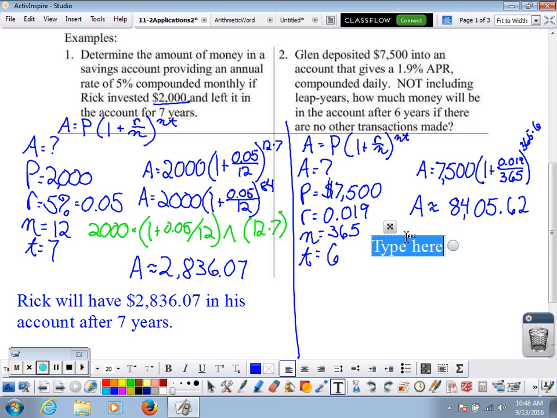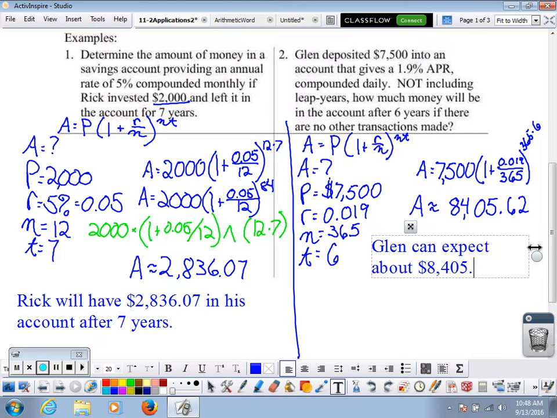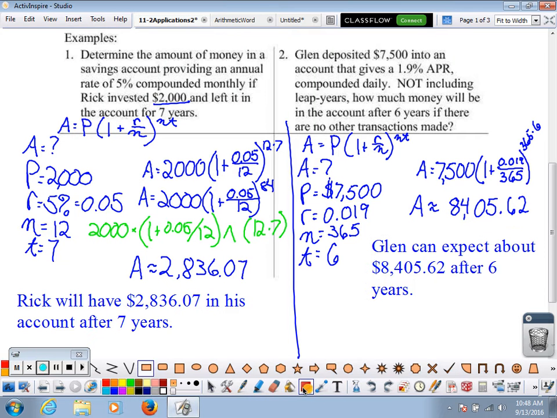So we'll say Glenn can expect about $8,405.62 after 6 years. Okay, circle our final answers.